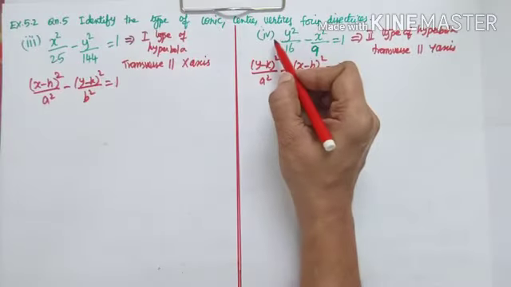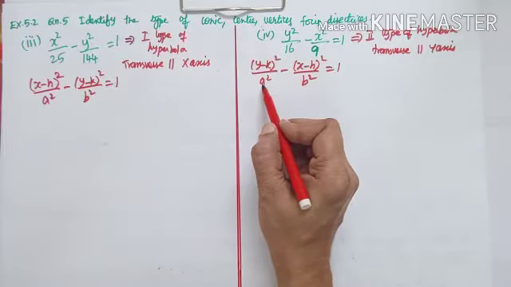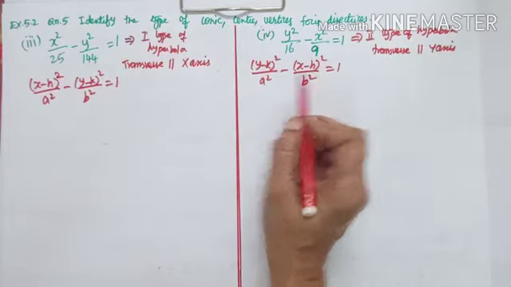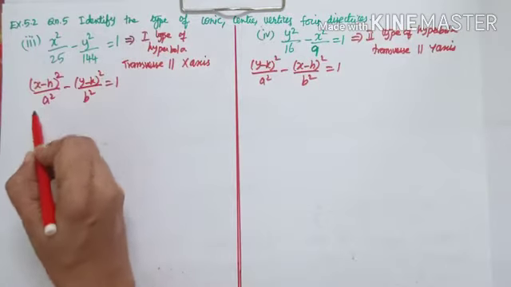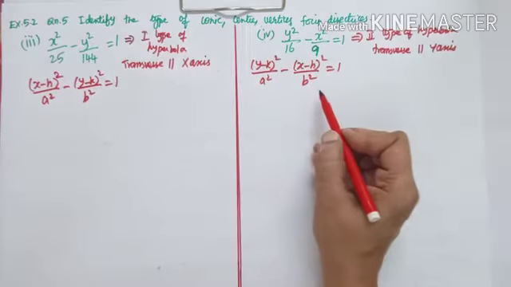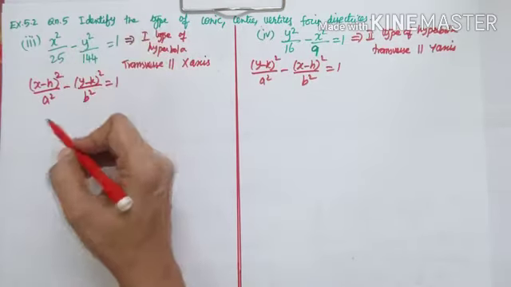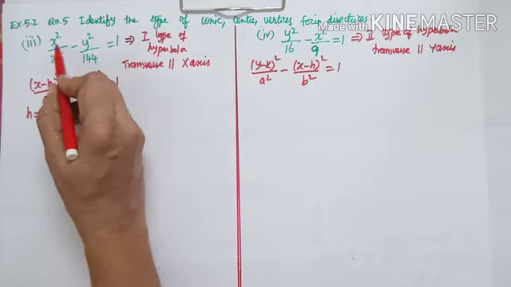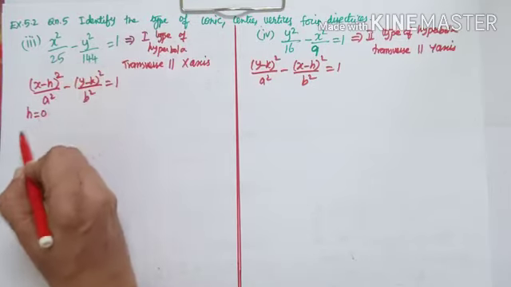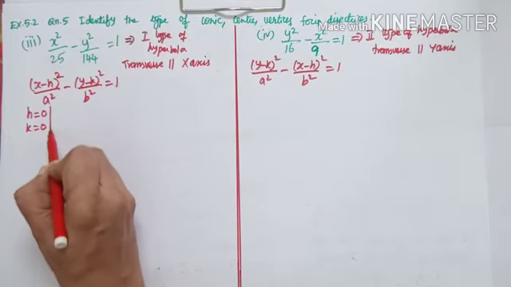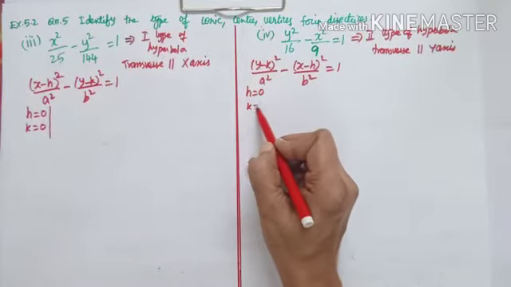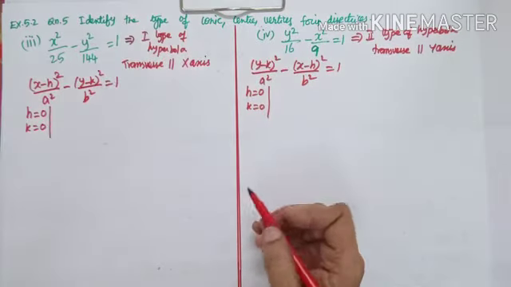Notice under positive we put a square. We do not see which is big and which is small. Under positive we write a square, under negative we write b square. Now comparing h, there is no minus sign like that, so h is 0, k is also 0. In this problem also h is 0, k is 0.